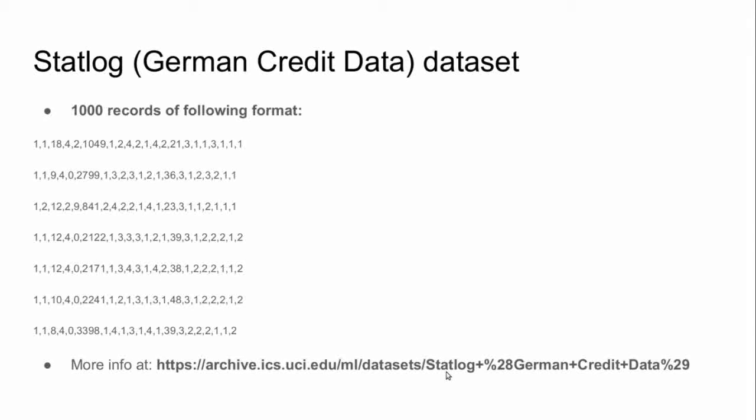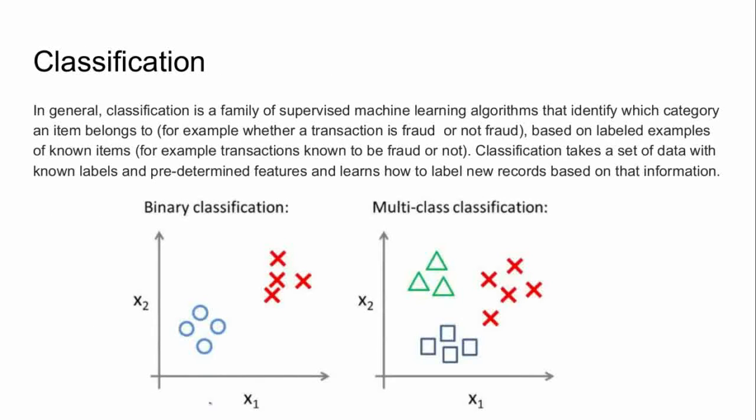Let's now focus on the problem of learning our classifier scoring model. In general, classification is a family of supervised machine learning algorithms that identify which category an item belongs to, for example, whether a transaction is a fraud or not a fraud, based on labeled examples of known items, for example, transactions known to be fraud or not. Classification takes a set of data with known labels and predetermined features and learns how to label new records based on that information.